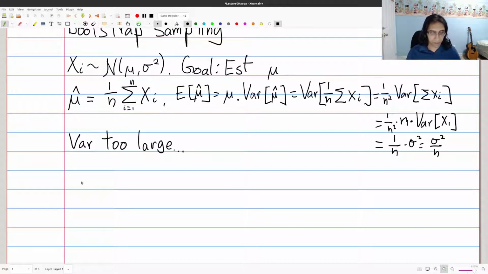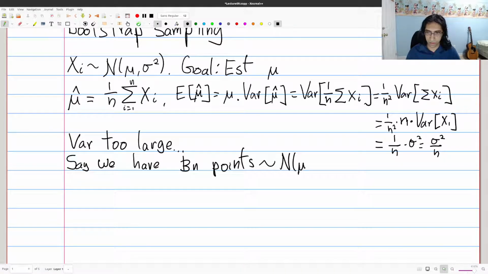data. For example, let's suppose we have bn points, which are all IID from this distribution. So let me just draw that here, N(mu, sigma squared). So if we had this many data points, then life would be really easy. Let me belabor the point and write out exactly what we would do.